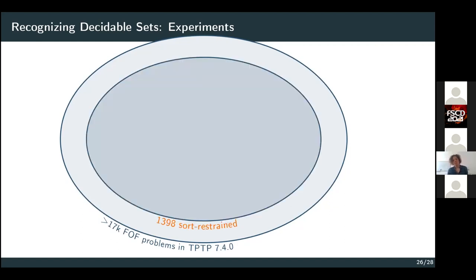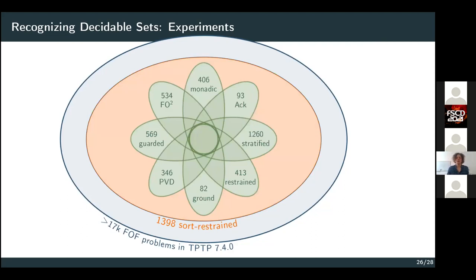We did the same experiment for the sort restraint fragment. Here we obtained almost 1,400 sort restraint problems. A large part of them, one has to say, is already stratified. Moreover, this fragment, of course, also contains all the restraint problems, but 20 of the problems that we found did not fit in any other class.